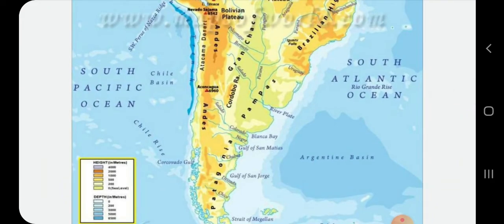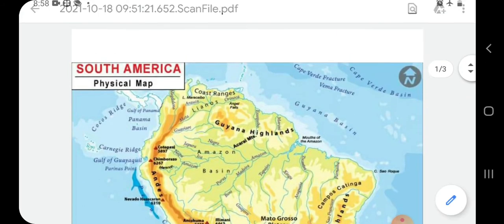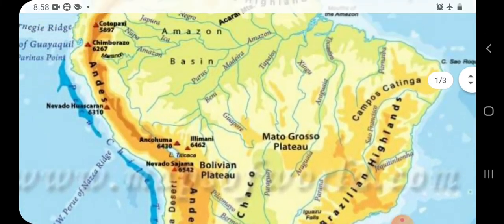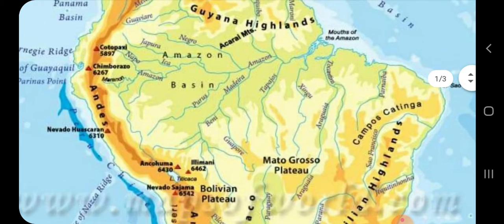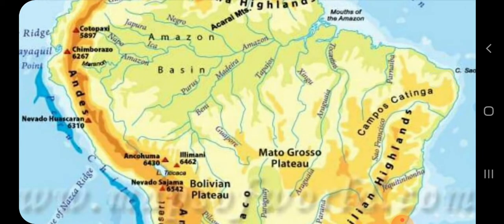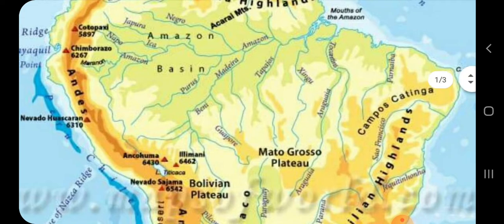Come to the last division, the Central Plain. Look at the middle portion. The flat plains are formed by the rivers Amazon, Orinoco, Paraná, Paraguay and Uruguay. This region of lowlands, as its name suggests, lies in the center between the Andes mountains in the west and the eastern highlands in the east, right?